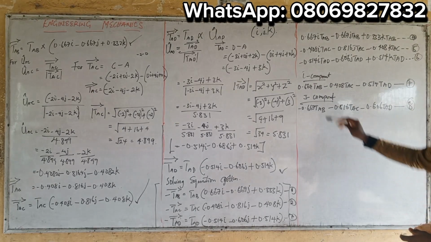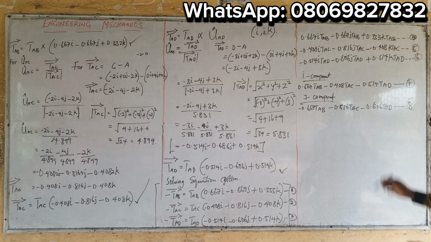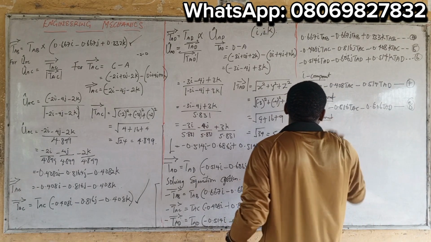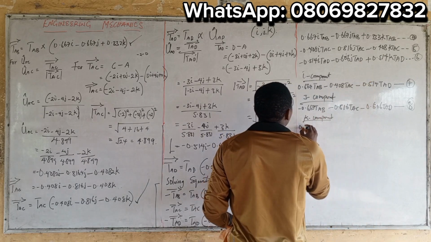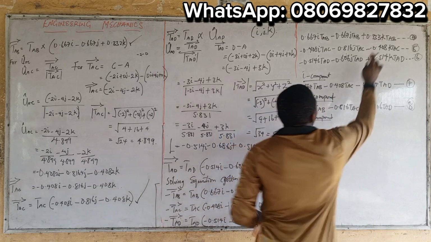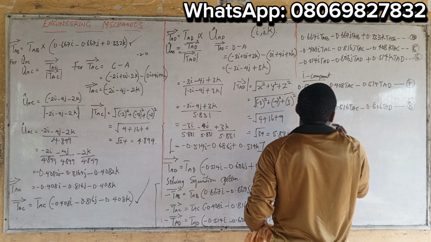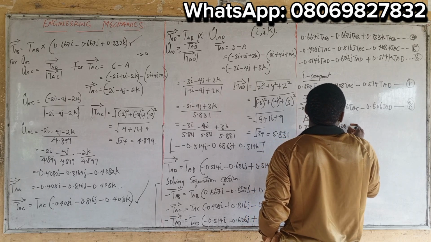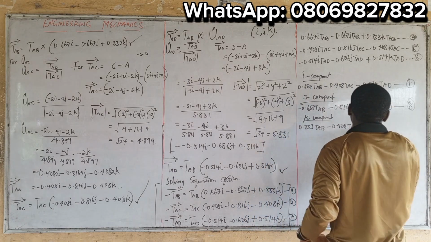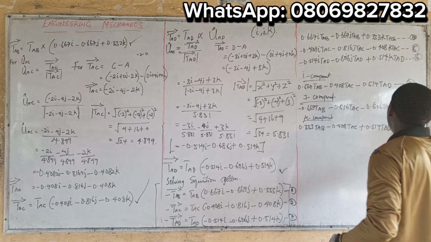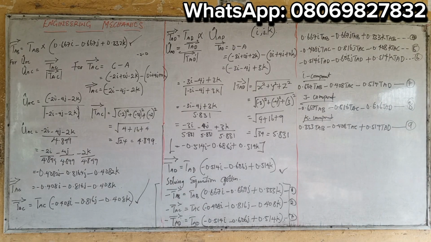Now the next thing is to get your K component. For your K component, the first thing you have is 0.333 TAB. Instead of using your k, you have a TAB. The next one is minus 0.408 TAC. While the last one is plus 0.514 TAD. So this is your equation 9.